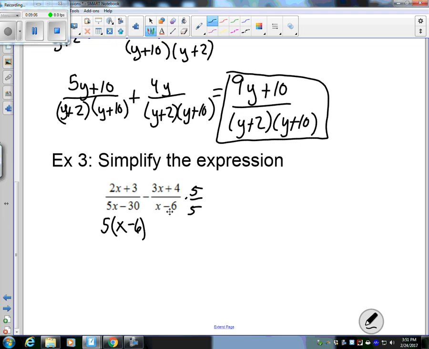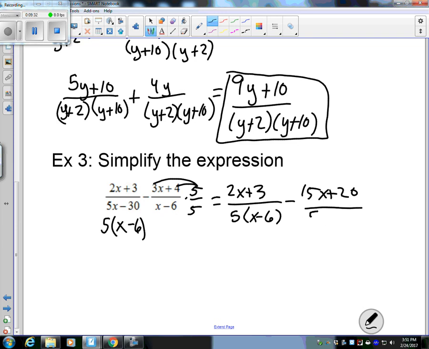By doing that, we have a new problem. Starts out 2x plus 3 over 5 times. I usually choose to do the factored form of the denominator. And then I'm going to distribute in this 5 to the fraction. So that's 15x plus 20 over 5 times x minus 6.